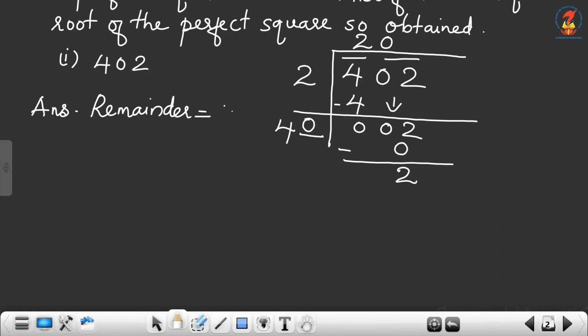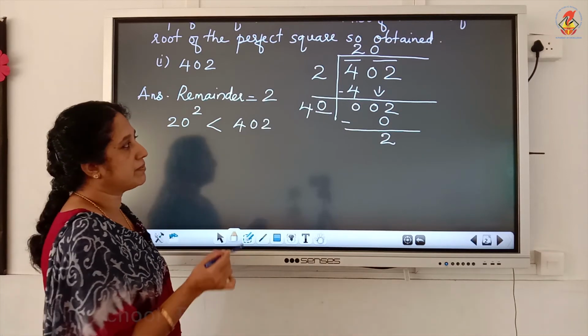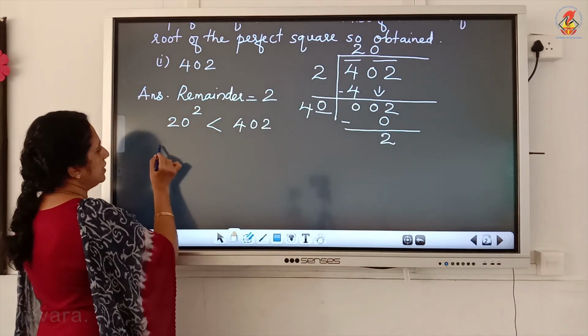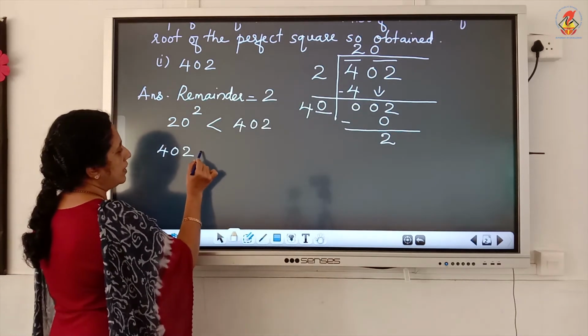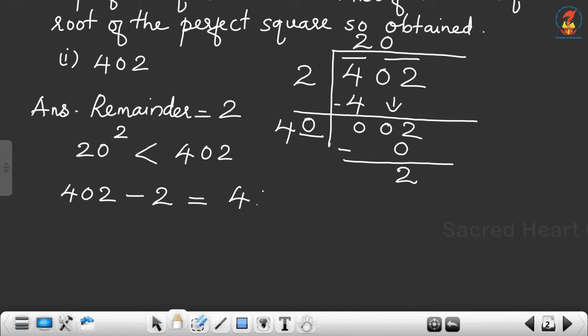Remainder is equal to 2. So the meaning is that 20 square is less than 402 because we got the remainder. Then if you subtract the remainder from the given number, you will get a perfect square number. That means the given number is 402, and 402 minus 2, you will get 400. This 400 is a perfect square number.